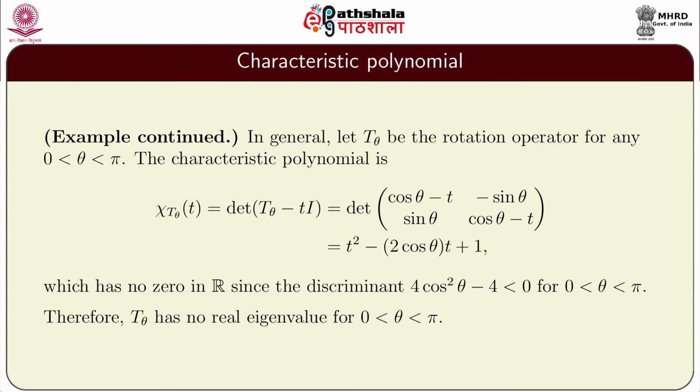But we know that t square plus 1 has no root in R. Therefore, the operator T pi by 2 has no real eigenvalue. So, it is not true that a real matrix has to have a real eigenvalue. In fact, this very important example of the rotation operator is one such.